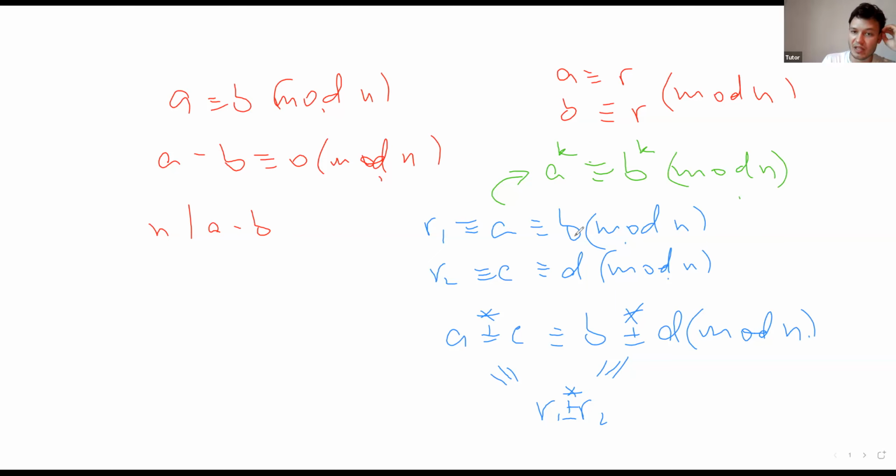Because I can imagine I have a is congruent with b, and then another time a is congruent with b, and then just multiply them. I'm going to get a squared is congruent with b squared. And then use a squared, b squared again with a and b. So I'm going to get a cube with b cube, and then a to the fourth, b to the fourth. So you can keep going like this. You're going to get a to the k is congruent with b to the k mod n in this case.